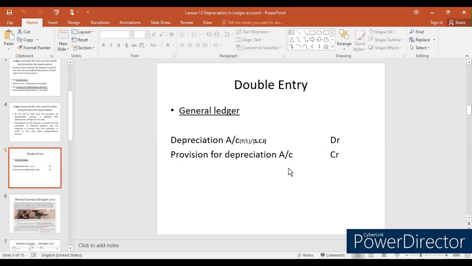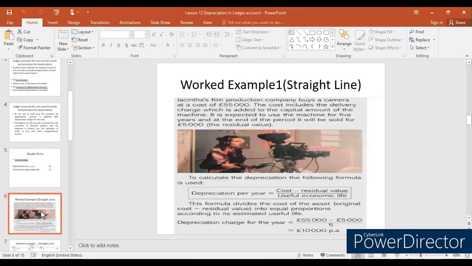Now I'm going to show you how it happens. The depreciation account, or statement of comprehensive income, is debited, and the provision for depreciation account will be credited. It is easy to remember this. If you remember only this one double entry, it's easy to do any question. I have taken the same question we calculated in the previous lesson so that you can understand.